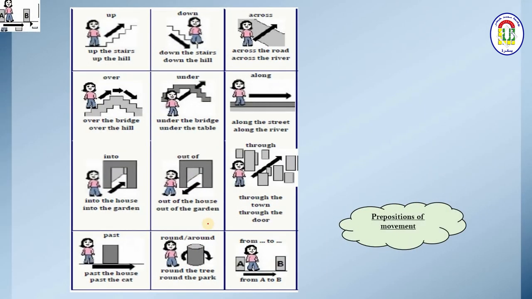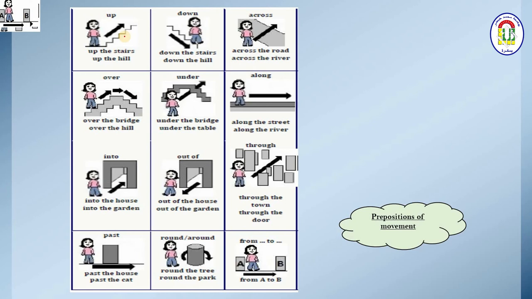Now we move to the prepositions of movement. Here we have the girl. The girl is walking across the streets, upstairs, from out of a place. So let's see the prepositions of movement. As I said, they can be used also for other times. We have up, down, across, along, under, over, into, out of, through, from to, around, and past.